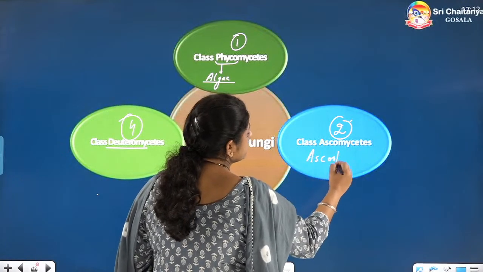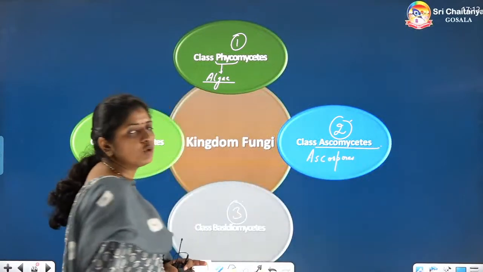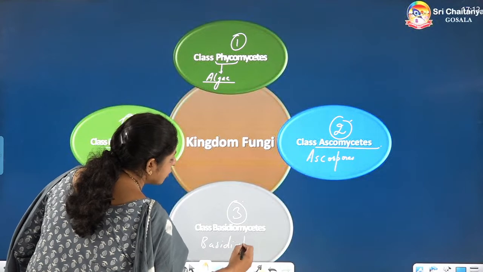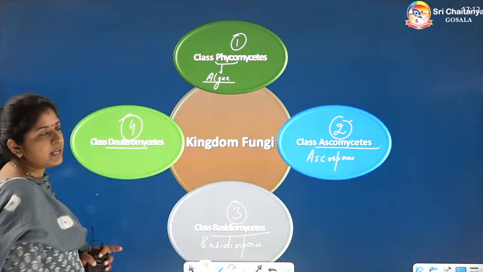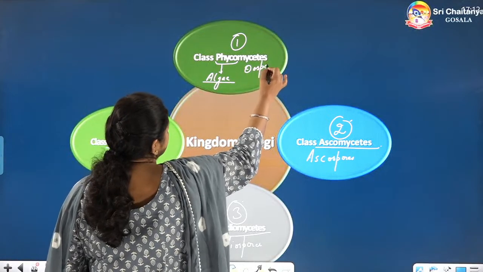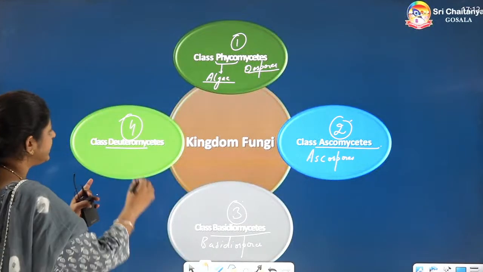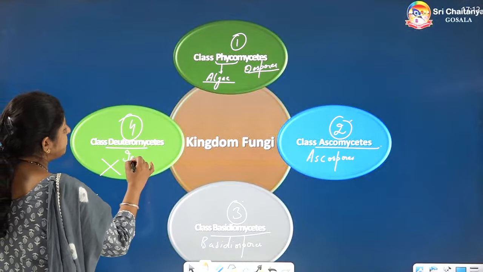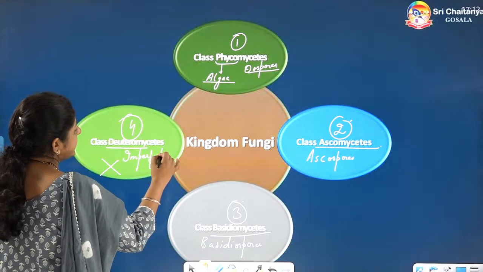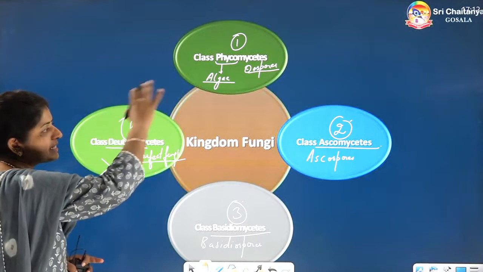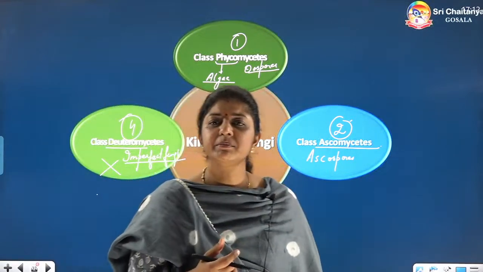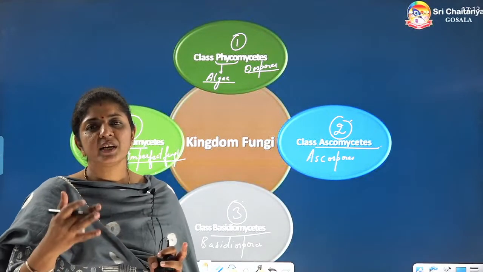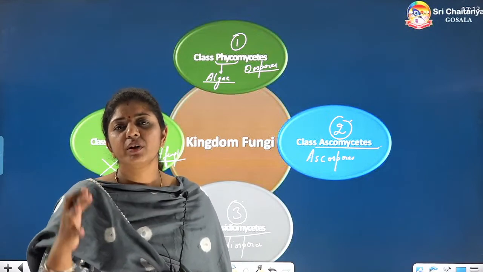Clear? Just now I discussed ascospores with you. So ascospores will be formed by which organism? Ascomycetes. Then what did I say? Basidiospores. Basidiospores are formed by what? Basidiomycetes. And oospores will be formed in the case of Phycomycetes. But in Deuteromycetes there is no sexual reproduction. That's why you call it imperfect fungi. You are classifying all these based on the mycelium, the spores they form, and the habitat where they are present.